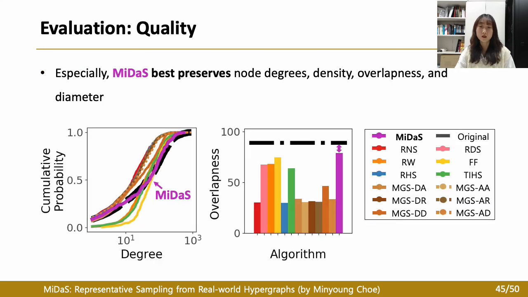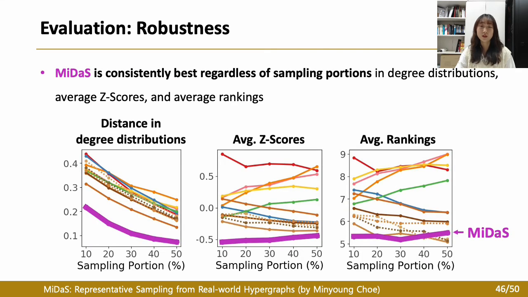Especially, Midas best preserves node degrees, density, overlayness, and diameter. Recall that TIHS, which Midas is based on, was not good at preserving these properties. Midas consistently performs best regardless of the sampling portions, with few exceptions. Here we compare these statistics in degree distribution, average z-scores, and average rankings.